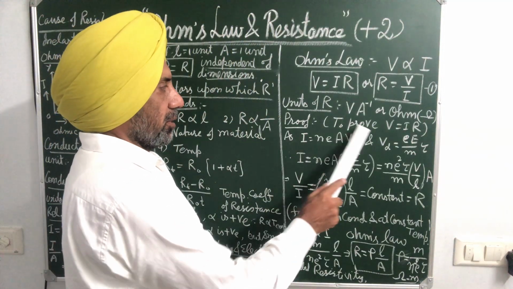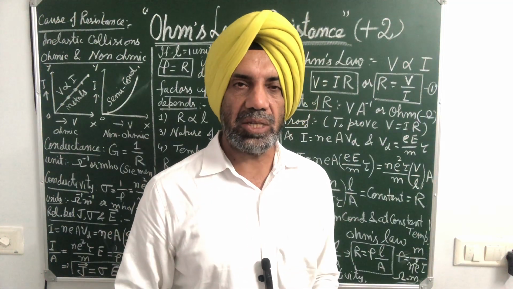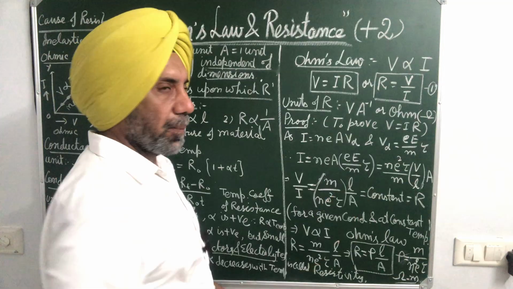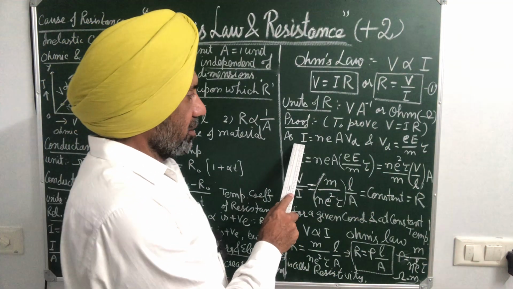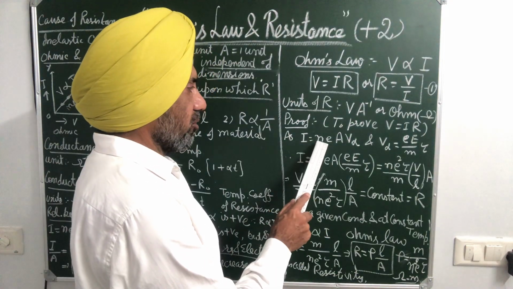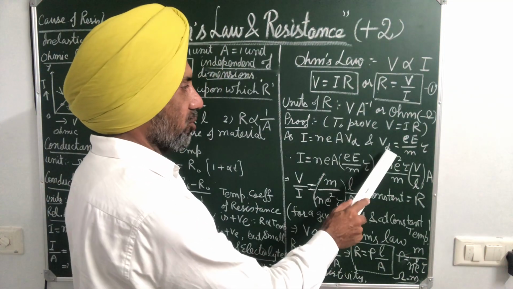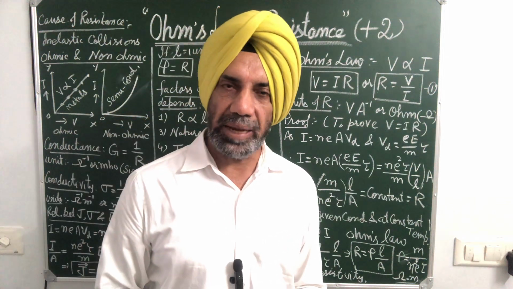Now, how to prove Ohm's law? A question may be asked: state and prove Ohm's law. So, to prove Ohm's law, that is, to prove V is equal to IR, we use the relation we derived between electric current and drift velocity, I is equal to nEAvd. And also vd is equal to eE by m into tau in magnitude.